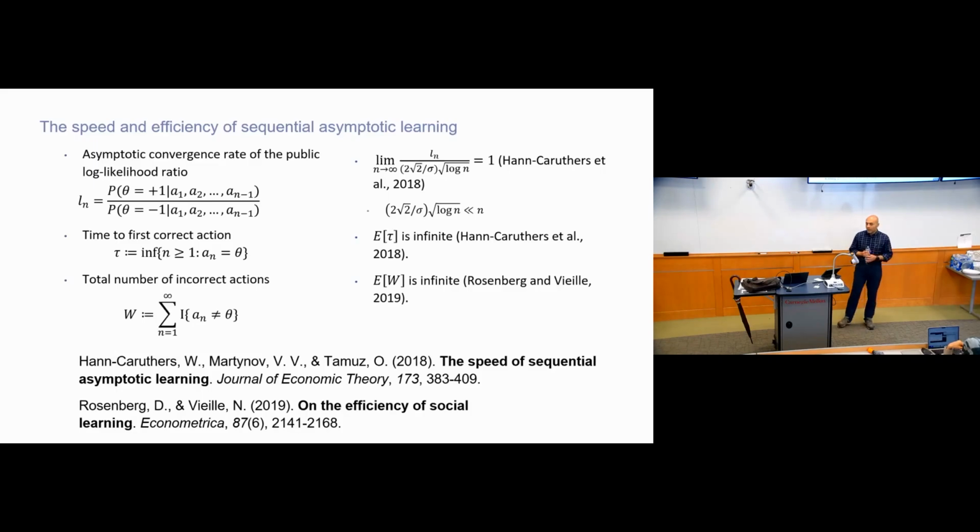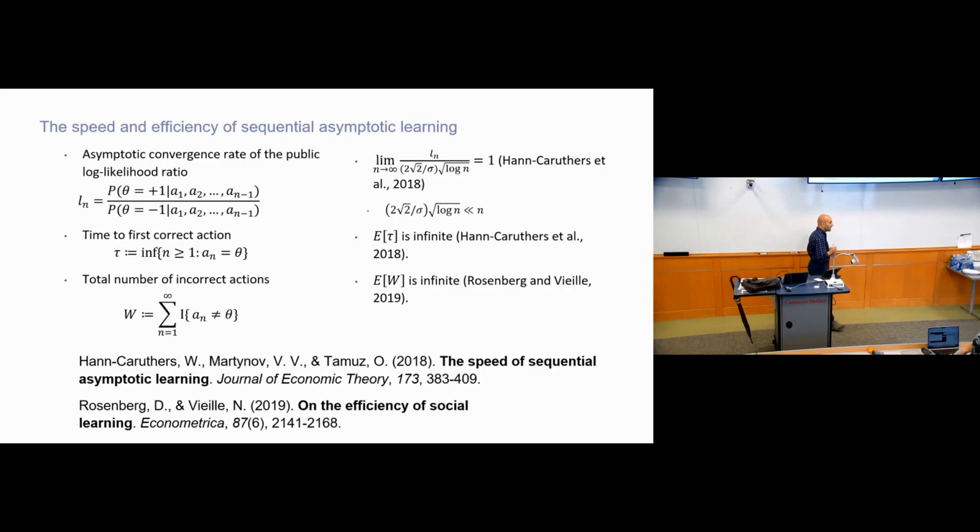But the thing is that under the non-private baseline for sequential learning with these continuous signals, both of these measures, expected time to the first correct action as well as the total number of incorrect actions, are going to be infinite. So in expectation, you may have to wait an infinite amount of time until someone takes the correct action in this sequential learning. So we're going to ask, how do privacy concerns for these agents that are arriving in a sequence affect these learning outcomes?